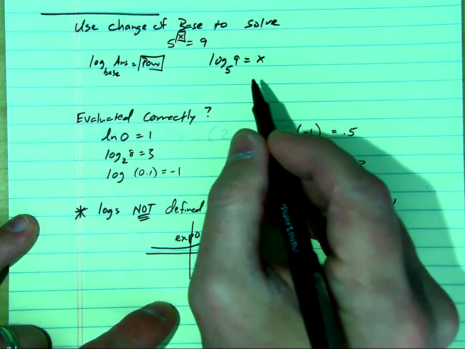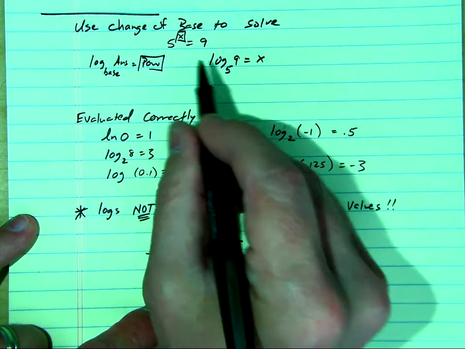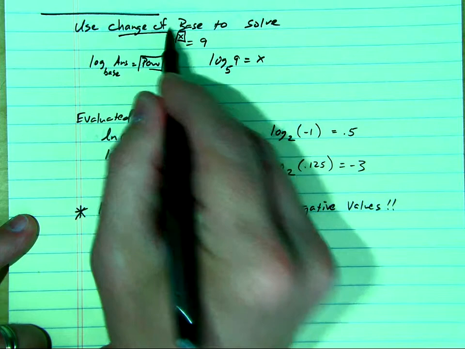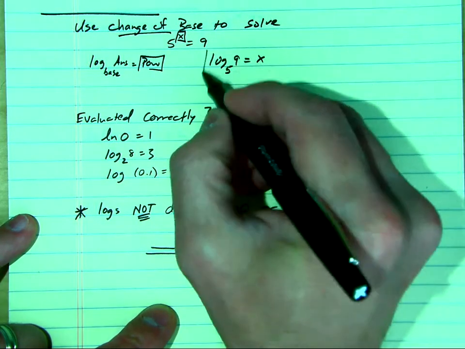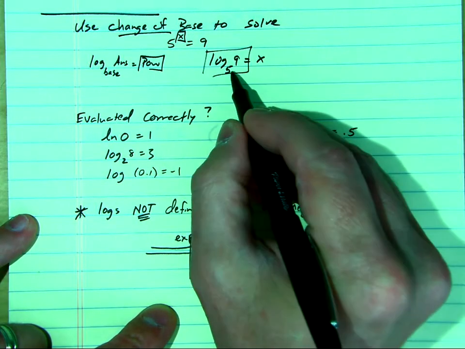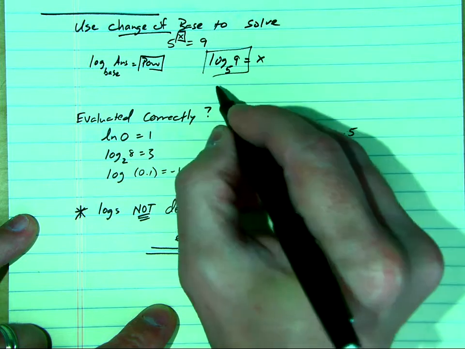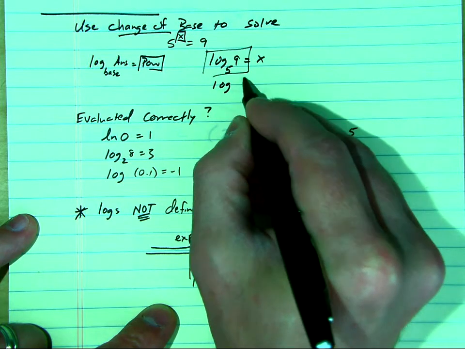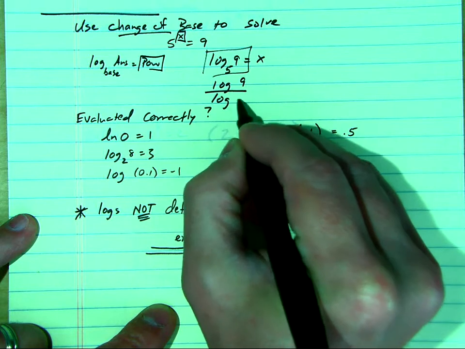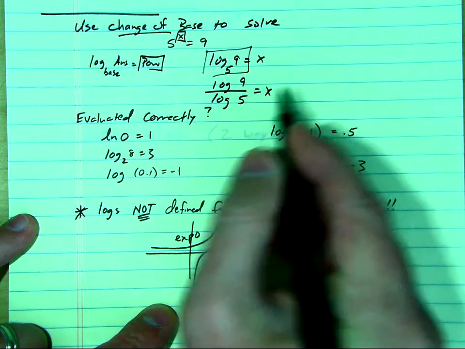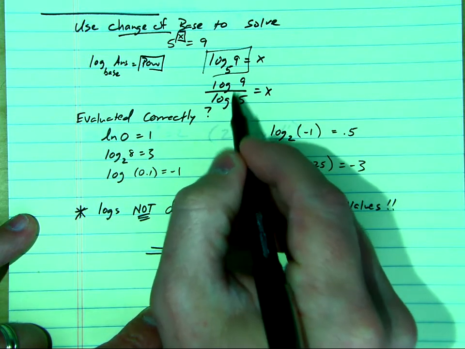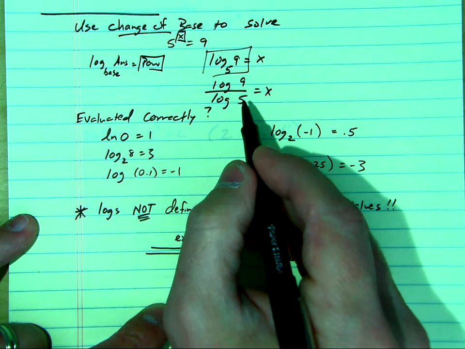Now, we can solve this one of two ways. Here, we're just asked to use the change of base. The change of base formula says I can write any base with any argument like this. I can write this as log 9 over log 5. Now, what is the base I chose for both these logs? It's 10. And that's why we do that.